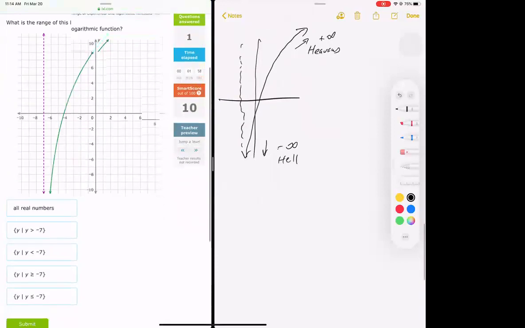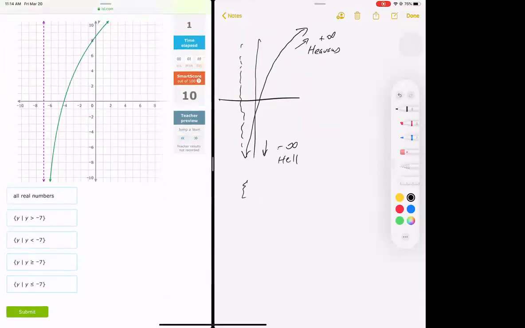If you look at the way they write this, they write bracket, y bar, y greater than -7. This means the y answers consist of these conditions. This one is specifically saying that your y answers are only y that are greater than -7.